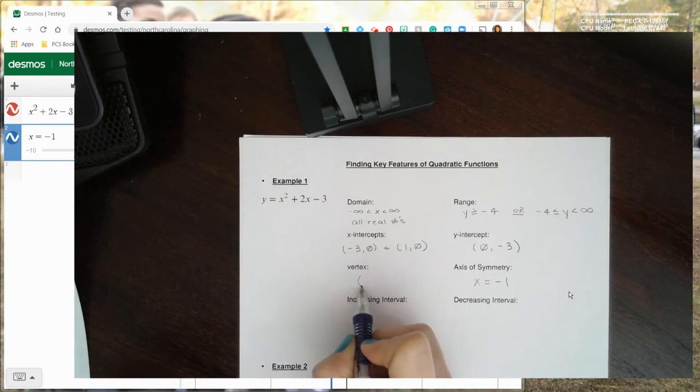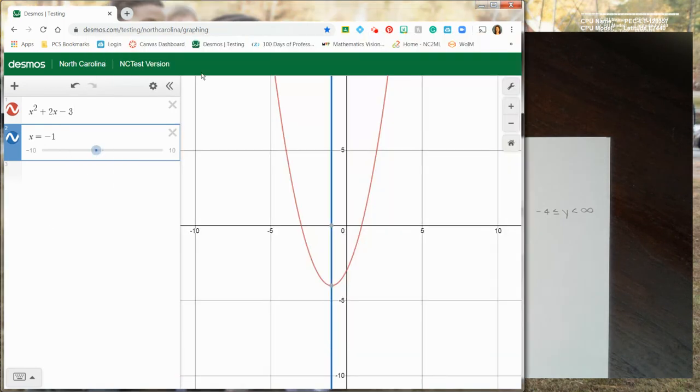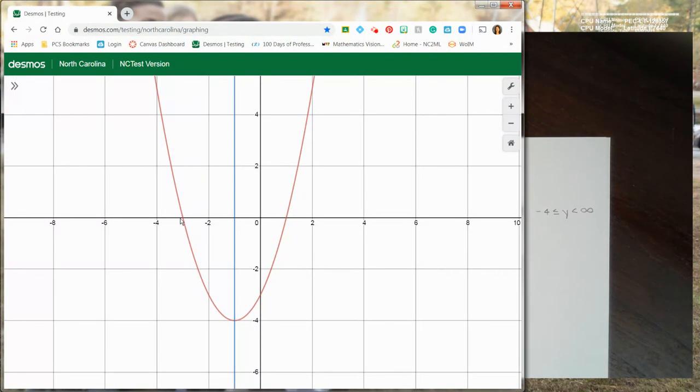And then our vertex was -1, -4. And I want to just point something out to you about your axis of symmetry and the x-intercepts. Because of what the axis of symmetry does to our parabola, these will always be the same distance from the axis of symmetry. So here I would have to go over 1, 2 points to get to this one. Same thing here, I'm at -1, I would go over 1, 2. So this will always be exactly halfway between any 2 points that have the same y value.